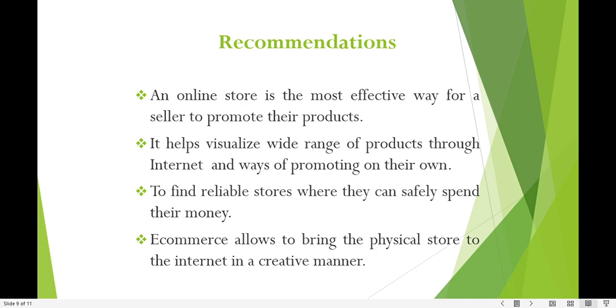For an online store, the most important effective way for the sellers is to promote their product. They have to reach the people and make them understand the usage of our website, how we can use it, and what the major benefits are if a person is utilizing the website. It helps in visualizing a wide range of products through the internet. Nowadays people are very much into the internet, whatever it is.